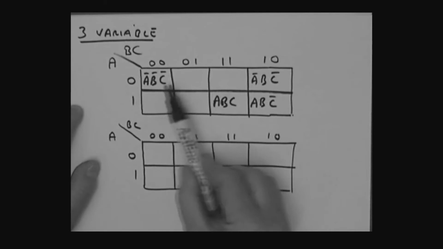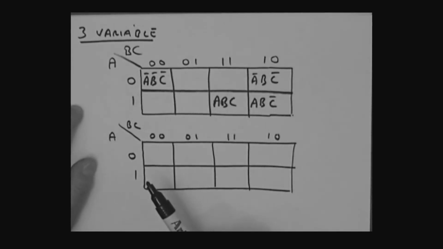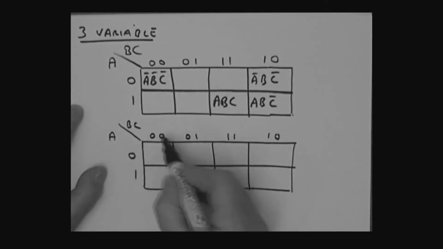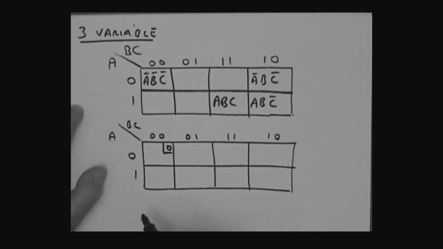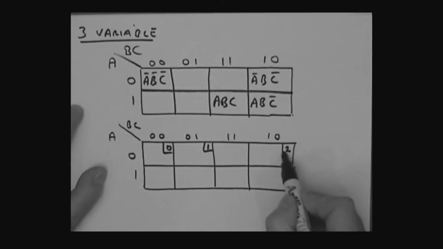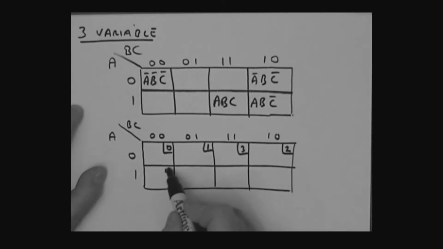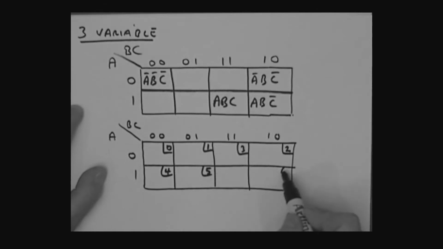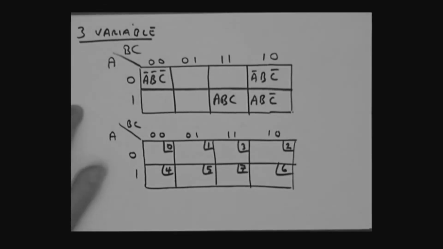Now, once again, each one of these squares has a decimal equivalent, just as we looked at before with the two-variable map. And once again, you could have a look at this and verify what I'm saying. So this square is 0, 0, 0, which corresponds to a decimal equivalent of 0. This is 0, 0, 1, so this is decimal equivalent 1. This is 2, this is 3, this is 4, this is 5, this is 6, and this is 7. So please maybe pause at this point and just go ahead and verify that for yourself.